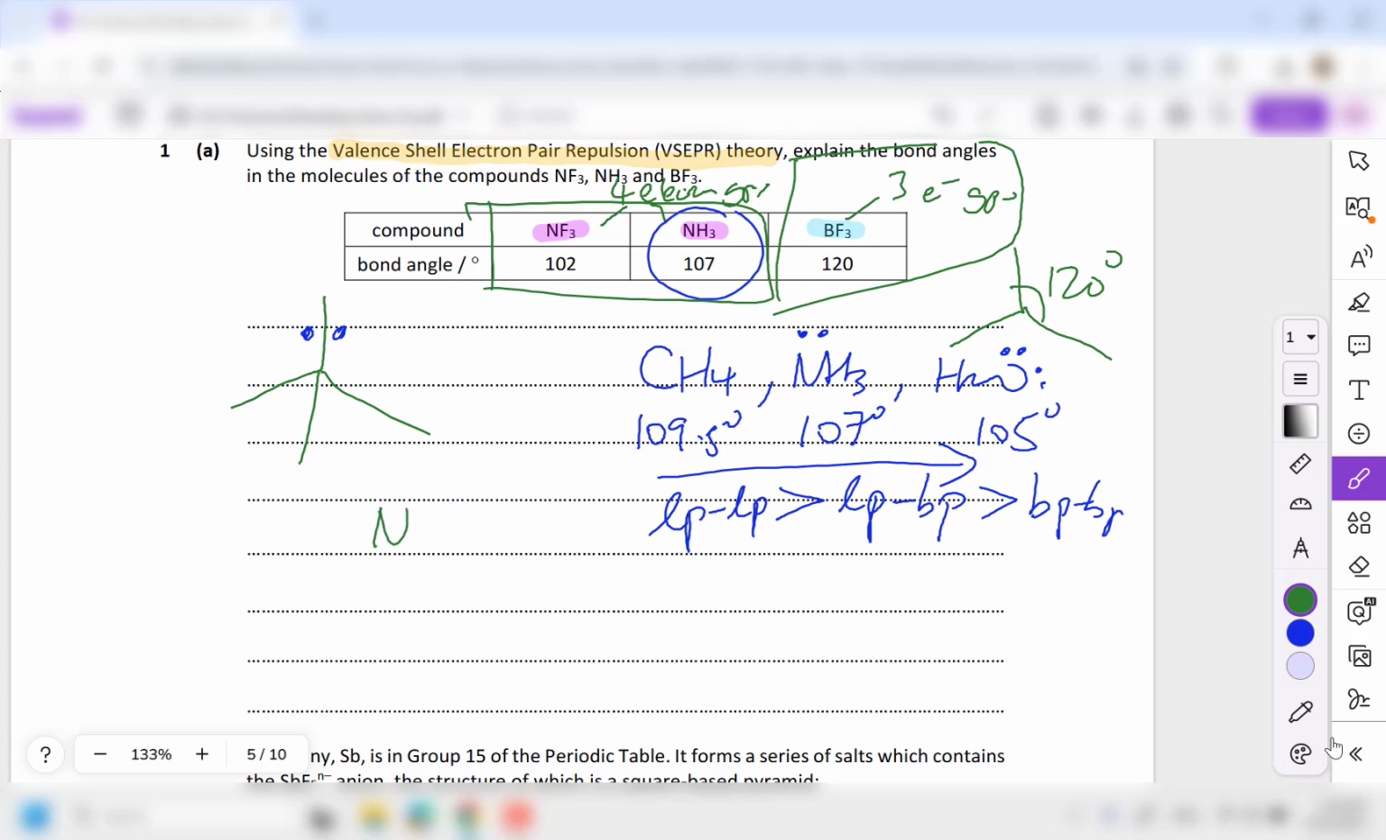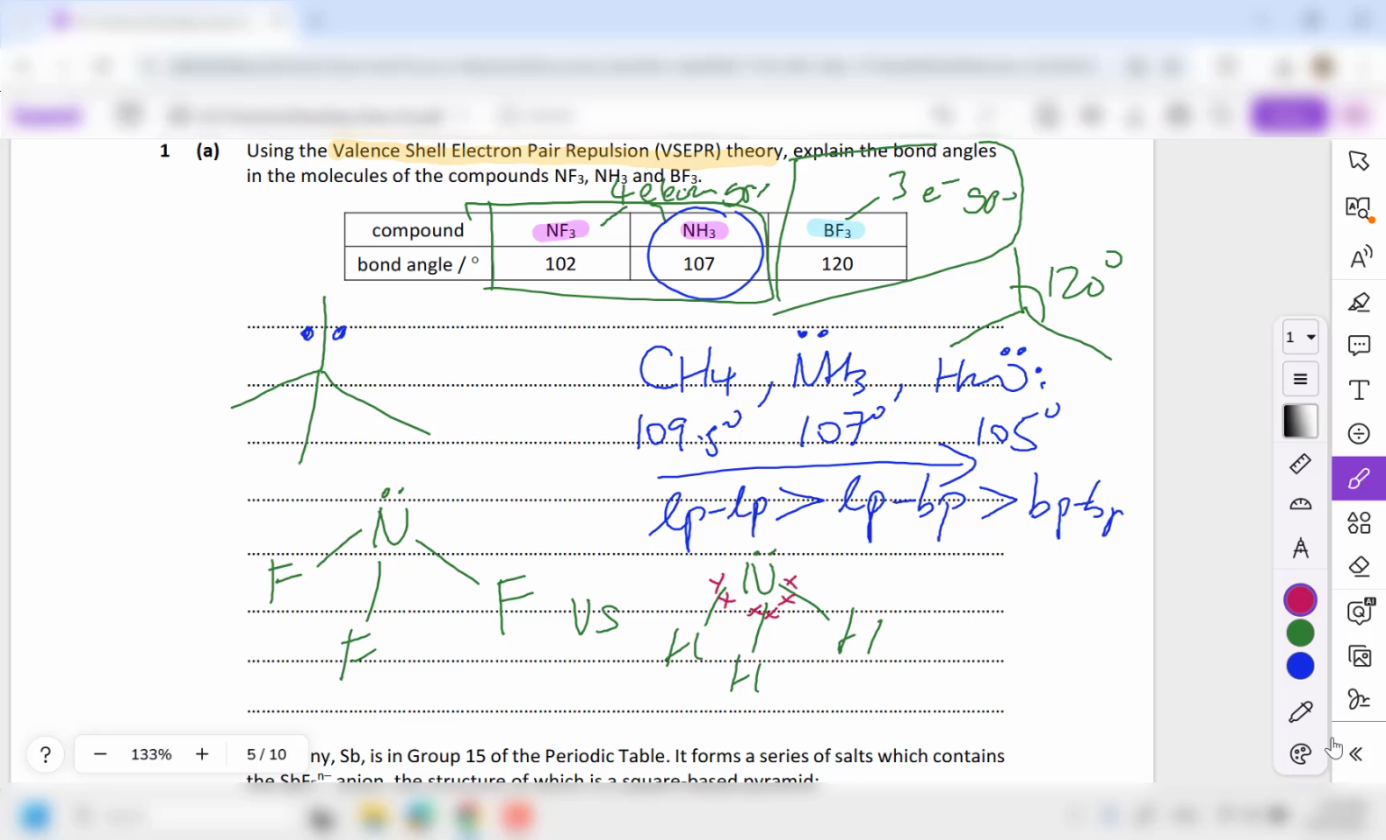Okay, so when we try to draw NF3, it will look something like this. F is here, F is here, and F is here. Then we will contrast this with ammonia, with a lone pair here, H, H. If I represent the bond pair of electrons with two crosses, I'm going to expect in ammonia, the crosses are actually nearer to nitrogen.